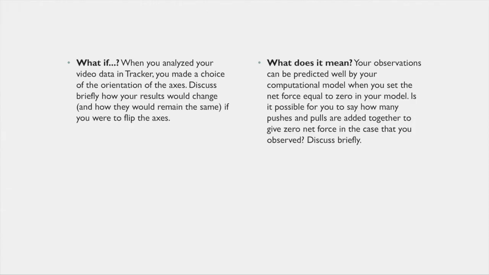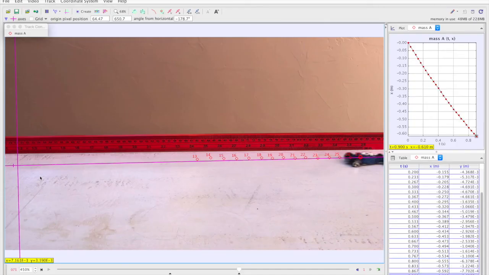throughout the experiment. When we analyzed our video using Tracker, we arbitrarily chose the orientation of our axis. If we were to flip the orientation of the axis, then the plot would now have a downward slope onto the negative x direction. The slope and curvature of our graph would remain the same, except negative.